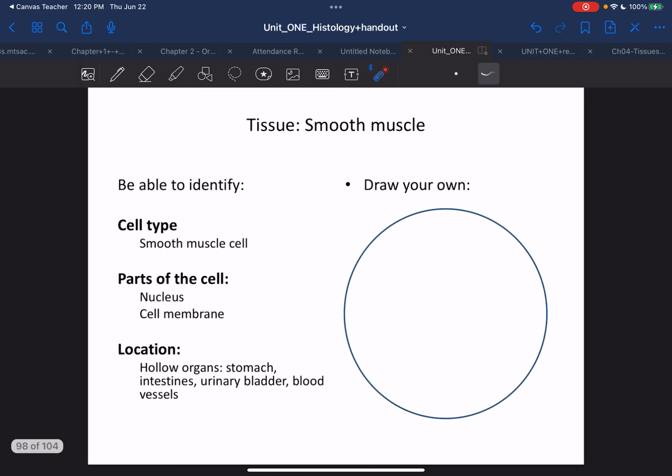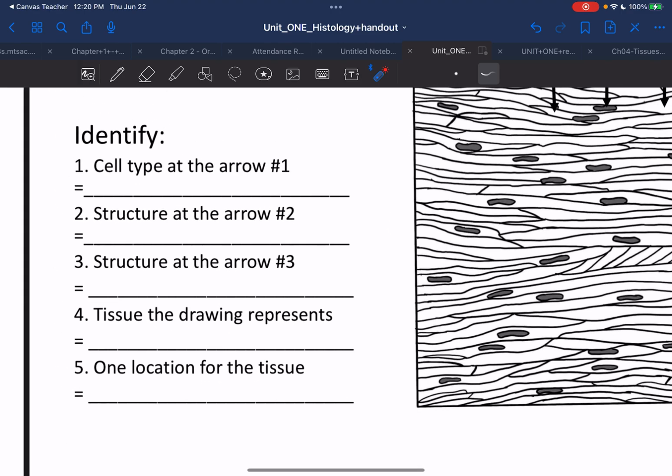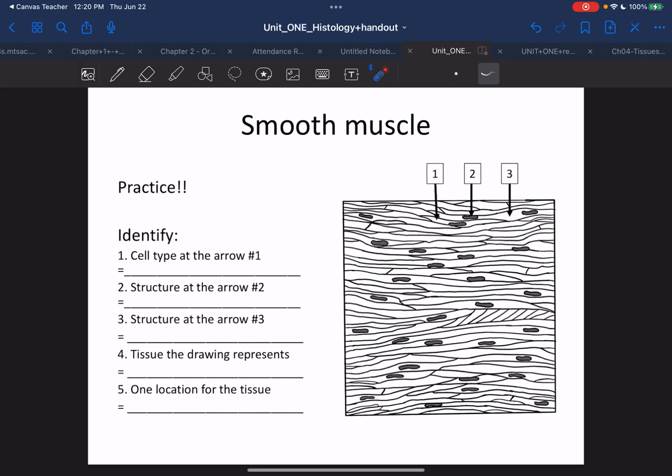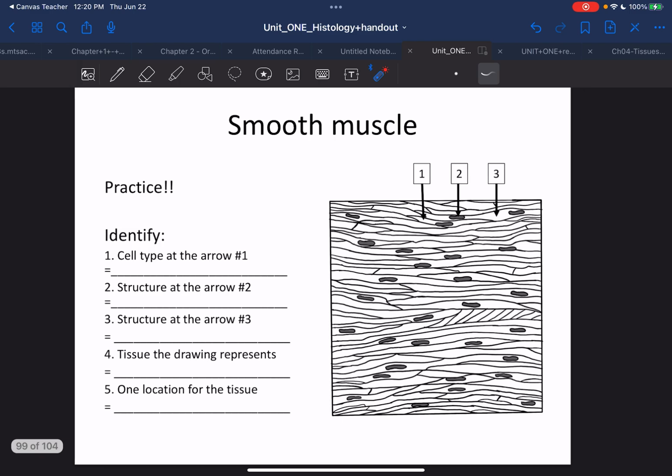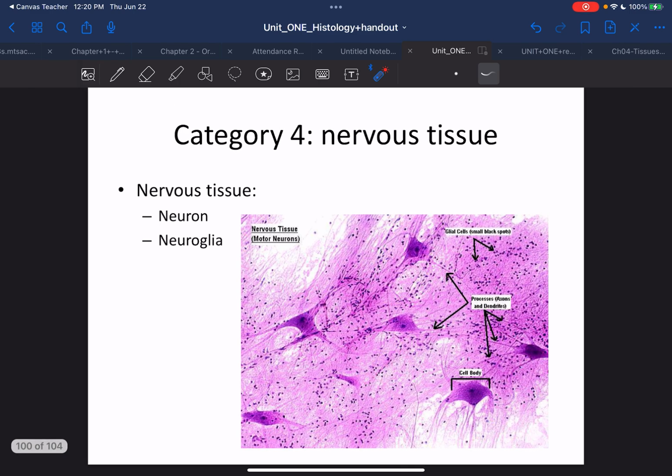And that's it. These are the types of questions you might encounter. And I'll let you all work on that at home. And then the good news is we're hitting the last category, which is nervous tissue. And nervous tissue, there's only really two cells you need to learn from here, which is really nice to conclude the class.